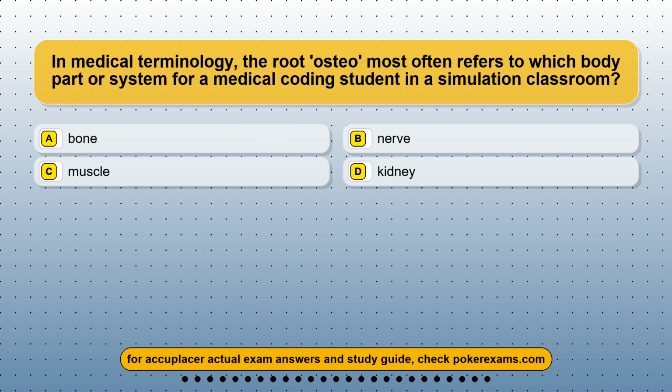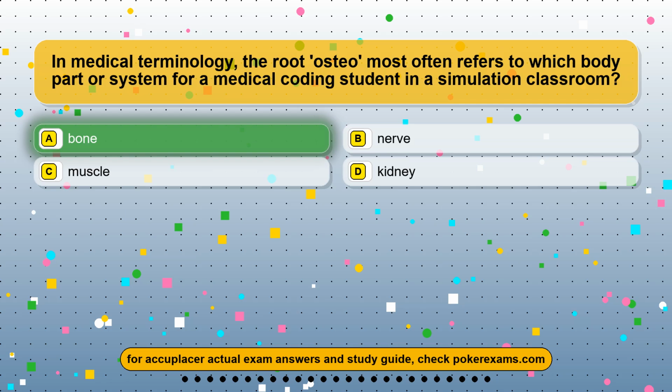Question 17. In medical terminology, the root osteo most often refers to which body part or system for a medical coding student in a simulation classroom? Option A, bone. Option B, nerve. Option C, muscle. Option D, kidney.